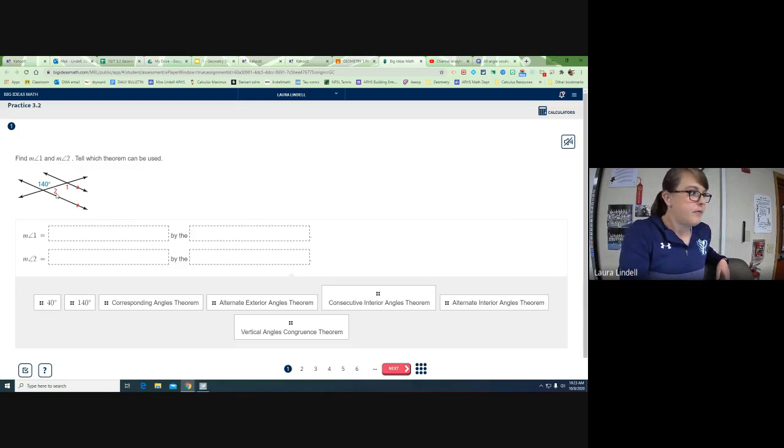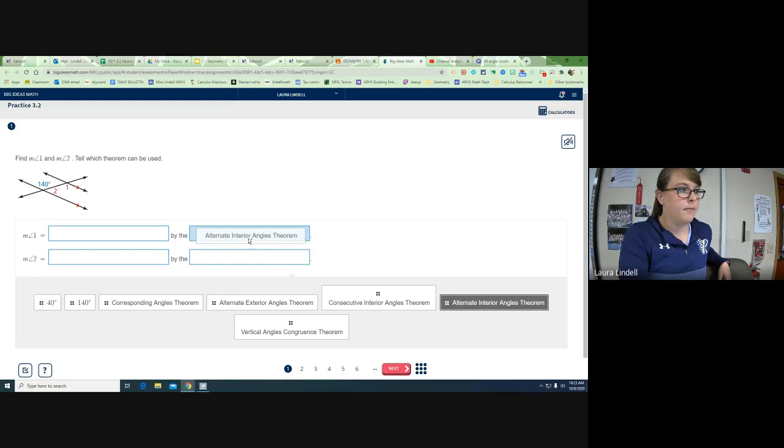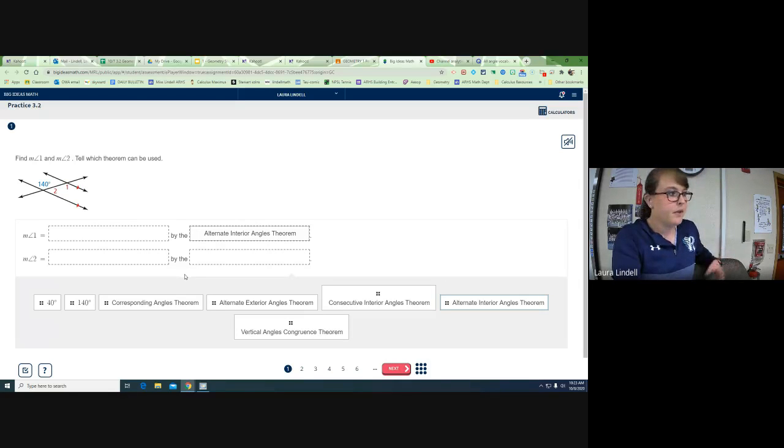So for example, for number 1, for angle 1, what's the angle relationship between angle 1 and the one that's 140 degrees here? We kind of have a word bank down here. The angle relationship is alternate interior, right? Because they're on opposite sides of the transversal and they're inside the parallel lines. So angle 1 and 140 degrees are alternate interiors. So I'd take alternate interior angles and put that right there. And I know that alternate interior angles are equal. So if this is 140, then angle 1 is also 140.